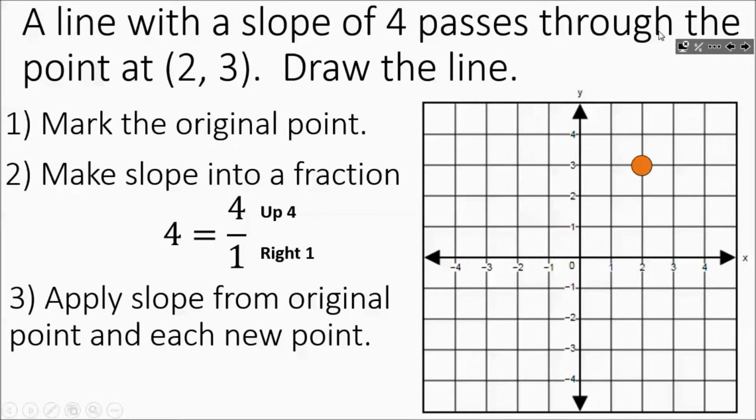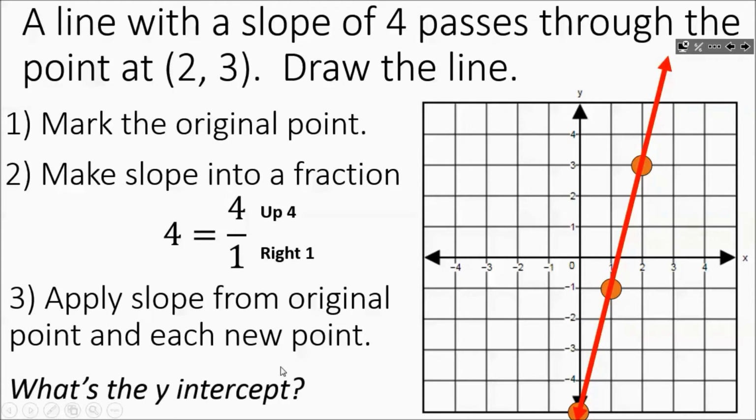Now, I could draw something up here, but for what we're doing, let's go ahead and just think, well, okay, if I was going up 4, right 1, what point would I be going up 4, right 1 from? And it would be this point right here. So I'm kind of going backwards with my steps. Up 4, right 1 from here would be right about here, down here. And that's really all we can fit on the graph. There's our line. The y-intercept in this case would be a -5.